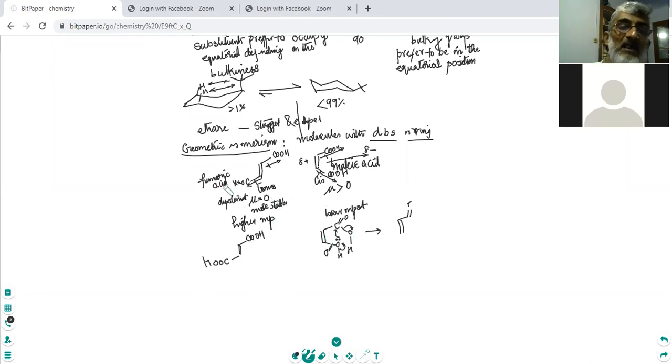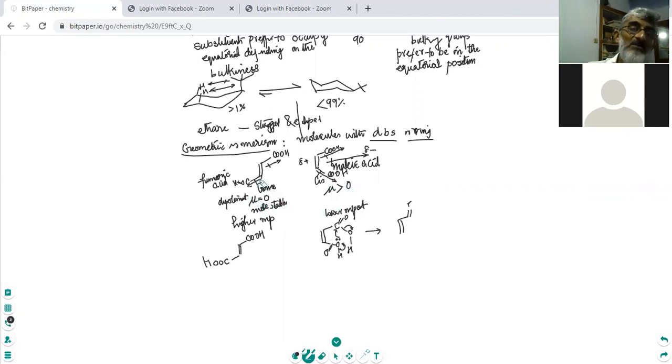For example, I have given you fumaric acid and maleic acid. Fumaric acid has the carboxylic acid groups on opposite sides. Maleic acid has the carboxylic acid groups on the same side. Fumaric acid is more stable than maleic acid. It has a zero dipole moment.